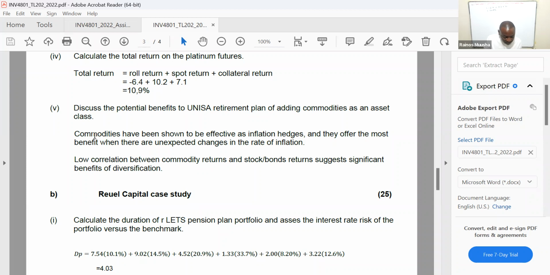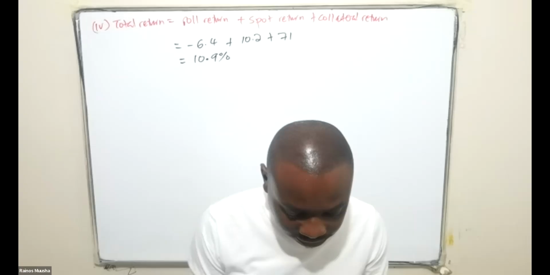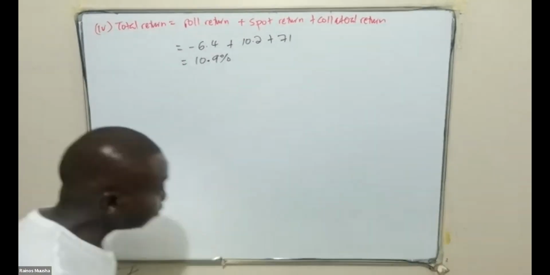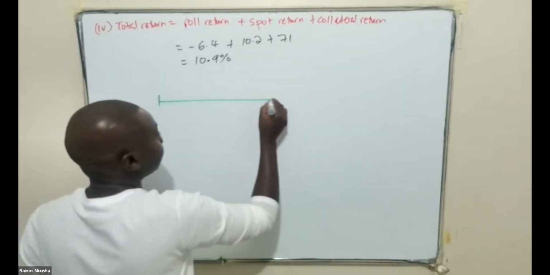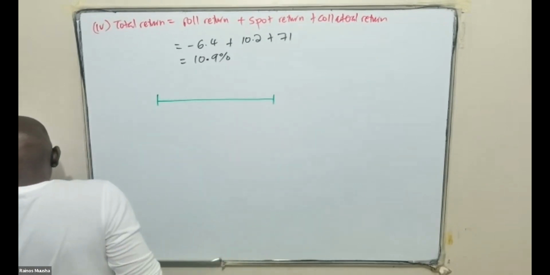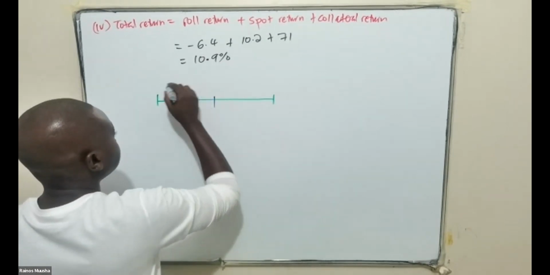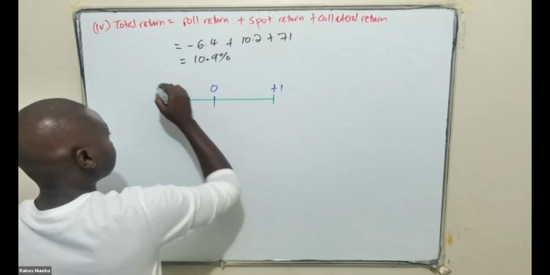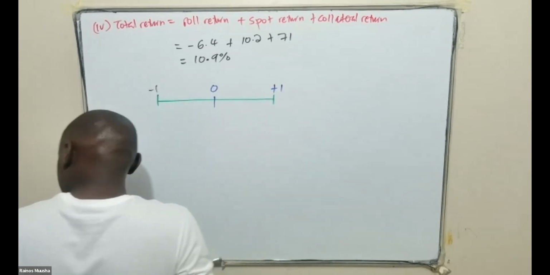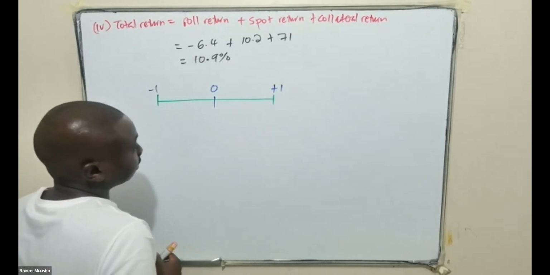The second one is, they also say there is low correlation between commodity returns and stocks and bond returns, suggesting significant benefits of diversification. So when they talk about low correlation, they're basically saying your correlation coefficient between two assets can be found between 0, +1, and -1. So this is where the correlation coefficient generally is found.